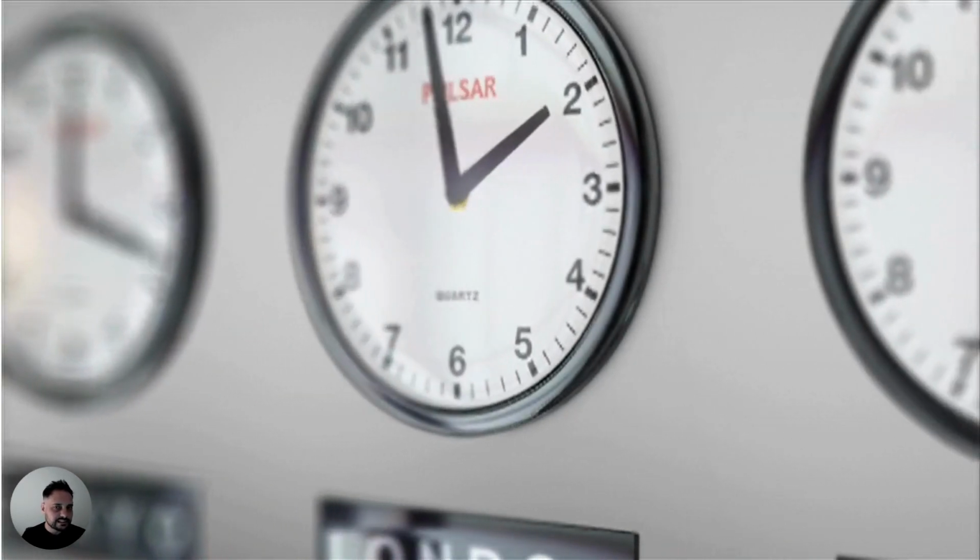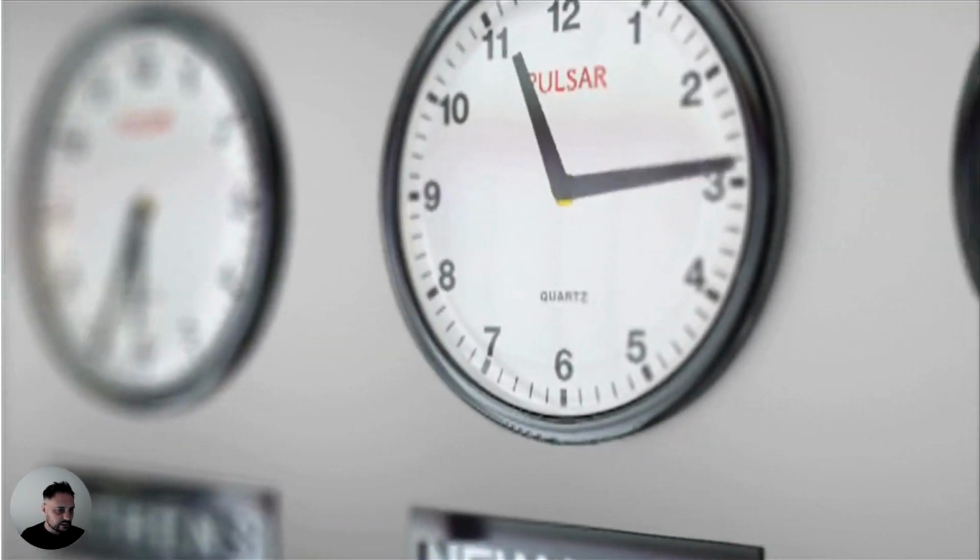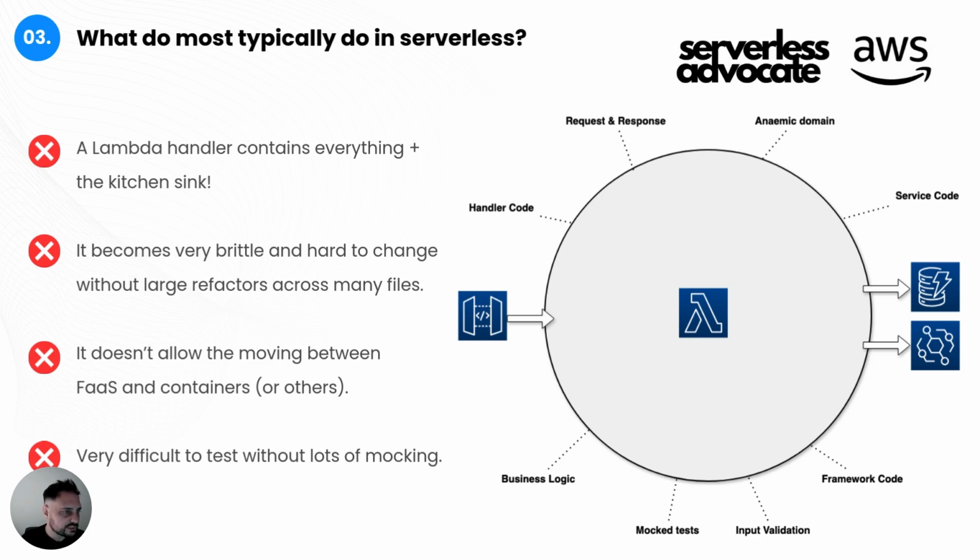If we now fast forward into 2024, we can start looking at cloud native approaches. Let's first have a look at what most people do when using Lambda functions. What most people do, and I've seen this in many organizations in many different sectors, is they mix business logic and services. So they go against all of these core tenets. A Lambda handler has everything and the kitchen sink in it. You can see here, we've got the handler code, request response mappings, service code, business logic, framework, input validation. It has everything in here.